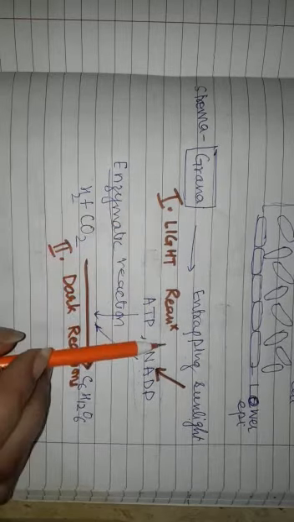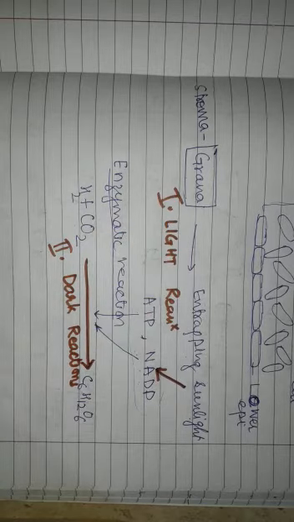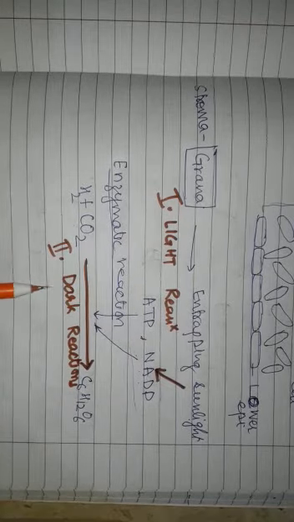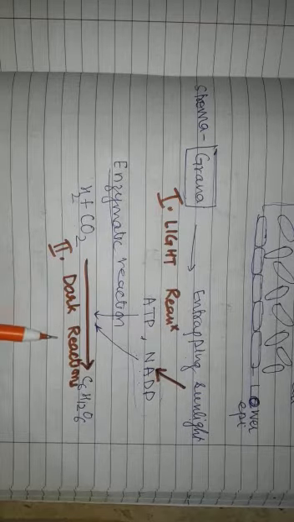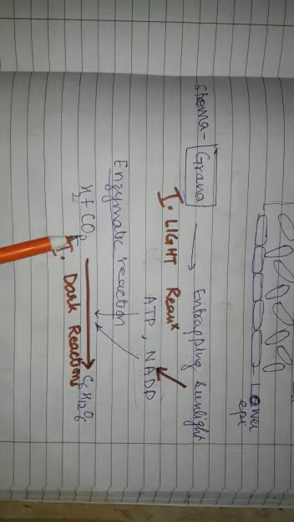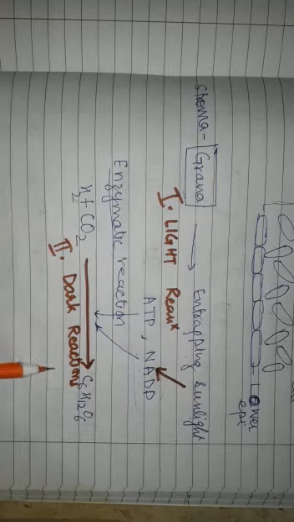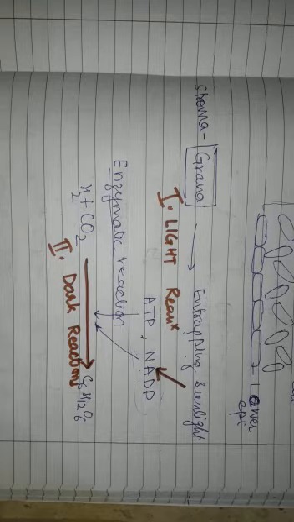These series of reactions which require the presence of sunlight, or which take place only in the presence of sunlight, are called the light reactions. And the series of reactions which are not directly dependent upon sunlight, mainly the reduction of carbon dioxide, are termed the dark reactions.